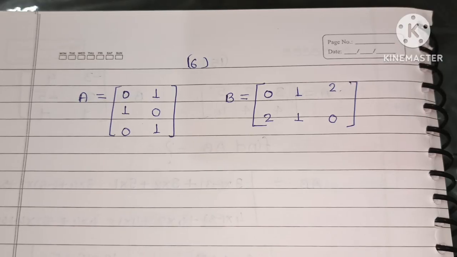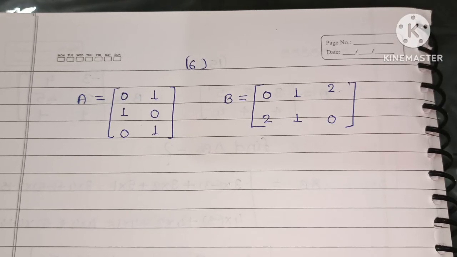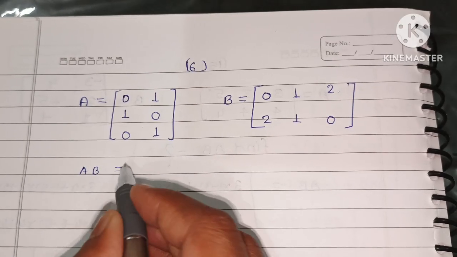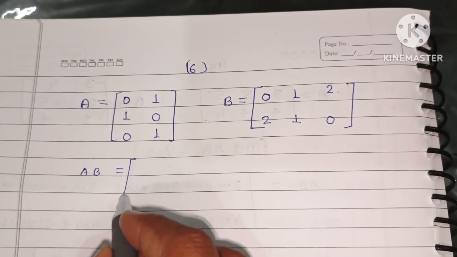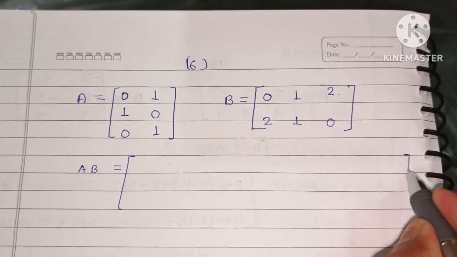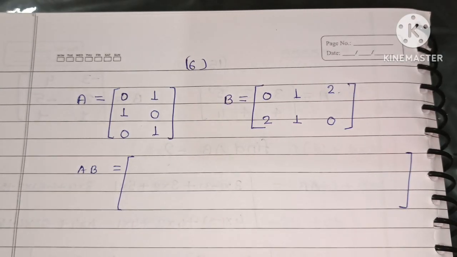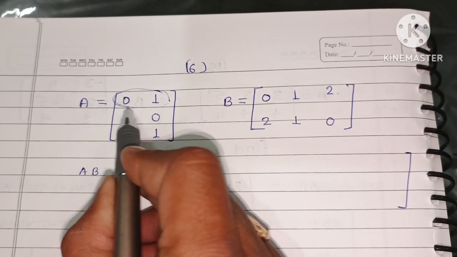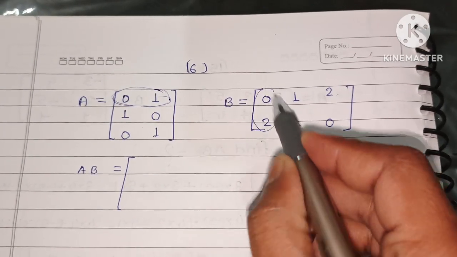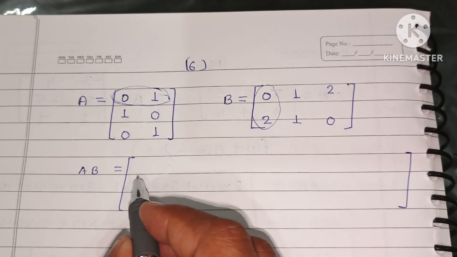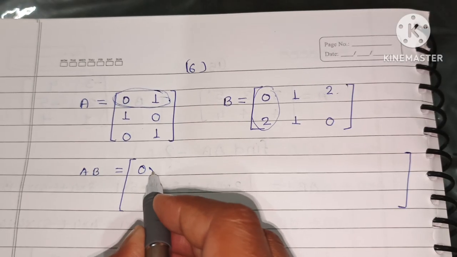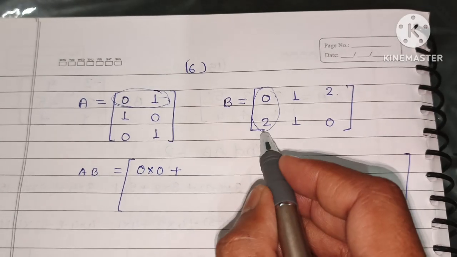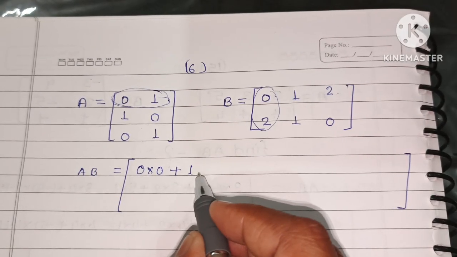Now this is the last lecture. We have to find AB. See carefully. Now start. This row will be multiplied by this. So that is 0 into 0 plus 1 into 2.